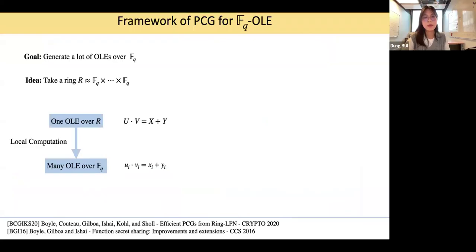So let's take a look at the framework of BCG over F_q. The goal here is that you want to generate a lot of Ealy over F_q. The idea for this framework is that you take a ring, and the ring will be isomorphic with n copies of F_q, and you generate one Ealy over the big ring R. Now because the ring is isomorphic with n copies of the field F_q, you can get many Ealy over F_q.